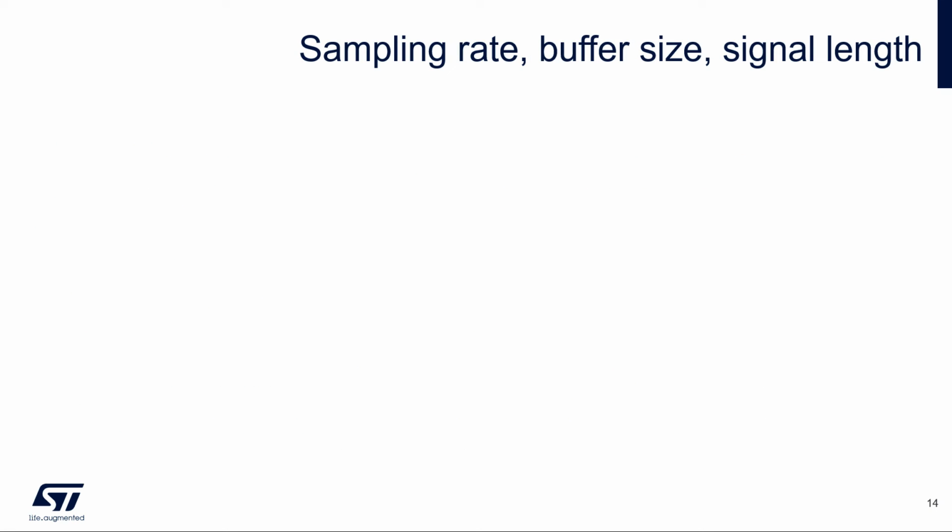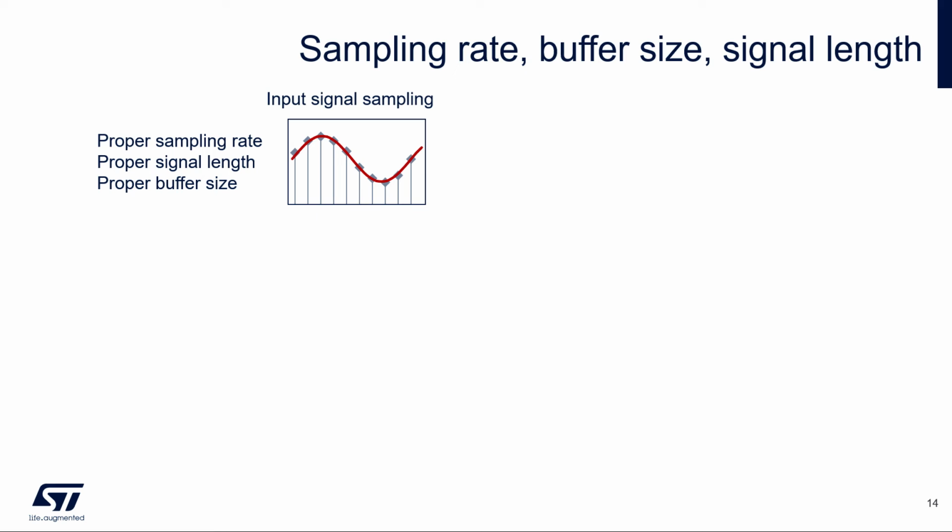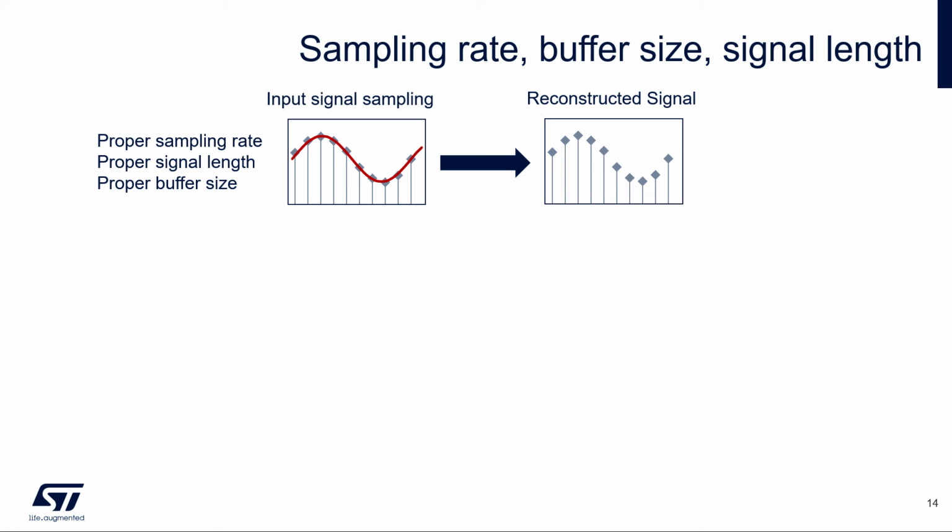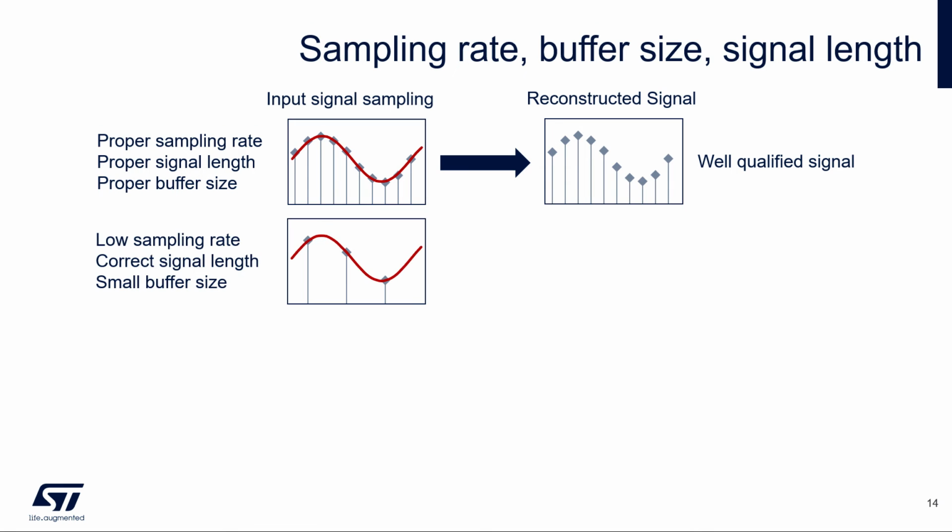To better understand these three parameters, let's consider a simple analog input and the impact of signal parameters on the actual discrete signal that will be processed by the NanoEdge AI Studio. When using a proper sampling rate, a proper signal length, and a proper buffer size, the reconstructed signal, the discrete one, will be well qualified. In fact, it represents correctly the variation of the input signal, of the analog signal.